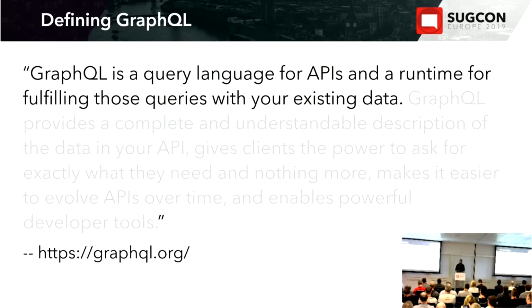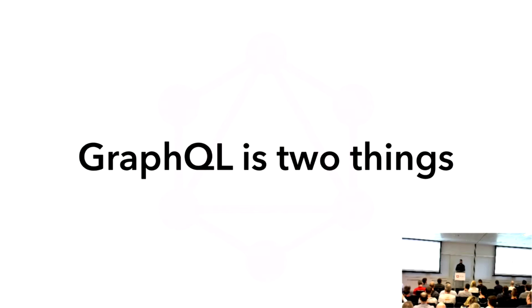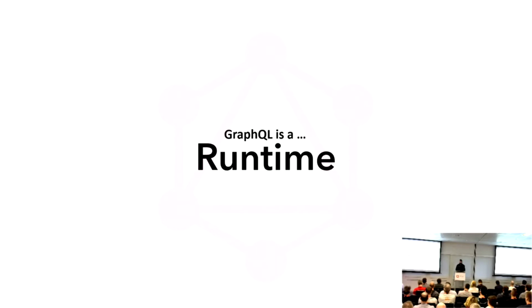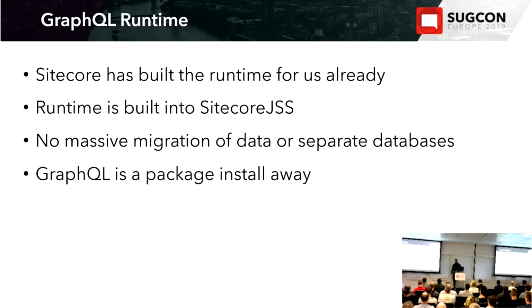What this says to me is that GraphQL is really two things, the first of which is a runtime. We're really fortunate. Sitecore has built out this runtime for us, so we don't really have to worry about it too much. It's currently shipping with Sitecore JSS, and there's no massive migration or separate database that you need to install to get started. Getting started with GraphQL is really just a package install away and defining an endpoint. So there's really low friction in getting started to use it.